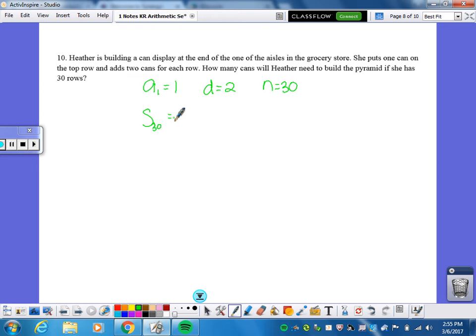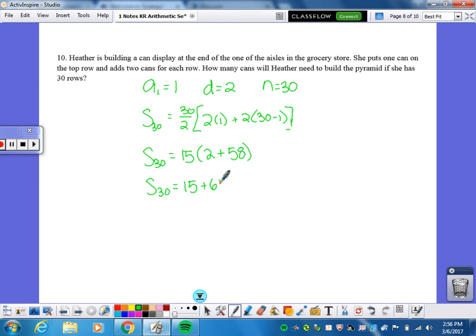So we can substitute our values in to find that. S sub 30 is going to be equal to 30 divided by 2 times 2 times 1 plus 2 times 30 minus 1. S sub 30 is equal to 15 times 2 plus 29 times 2, which is 58. S sub 30 is equal to 15 times 60. S sub 30 is going to be equal to 900. So our final answer is going to be 900 cans.